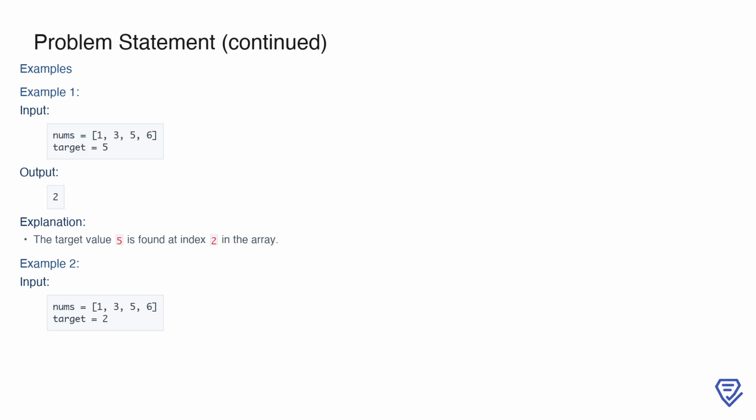Let's look at an example to understand this better. Suppose the input is nums equals 1, 3, 5, 6, and target equals 5. The output in this case is 2 because the target value 5 already exists in the array, and its index is 2. In another scenario, if the input is nums equals 1, 3, 5, 6, and target equals 2, the situation changes slightly. Since the target value 2 is not present in the array, we need to find the position where it would fit while keeping the array sorted.